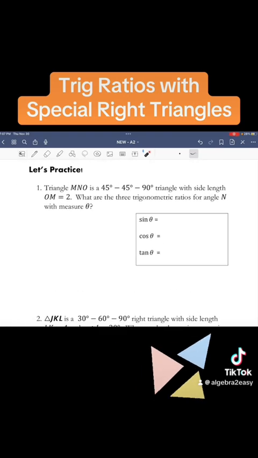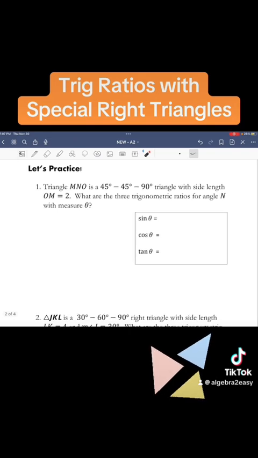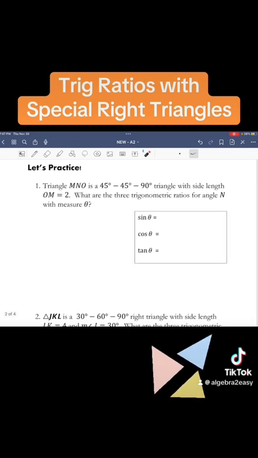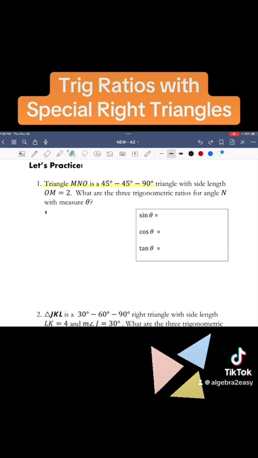It says triangle MNO is a 45, 45, 90-degree triangle with side length OM equal to 2. And it wants to know what are the 3 trigonometric ratios for angle N with measure theta. We're going to make sure we take it piece by piece. So let's draw a triangle MNO. It's a 45, 45, 90 triangle. So 45 and then also 45. And if you read on, it says that it has a side length where OM is equal to 2.